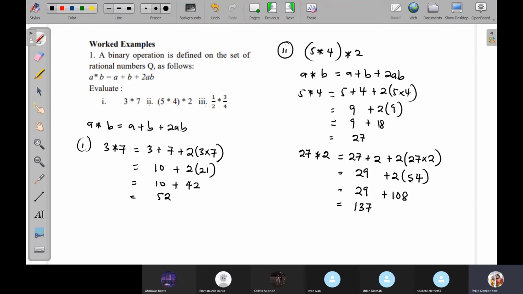So this implies that our operation combining 3 elements, which is 5 star 4 star 2, gives us an answer of 137. Please, the 5 times 4, you got 9 instead of 20. Oh, sorry. Let's go back. So that is 20. Thank you for the correction.